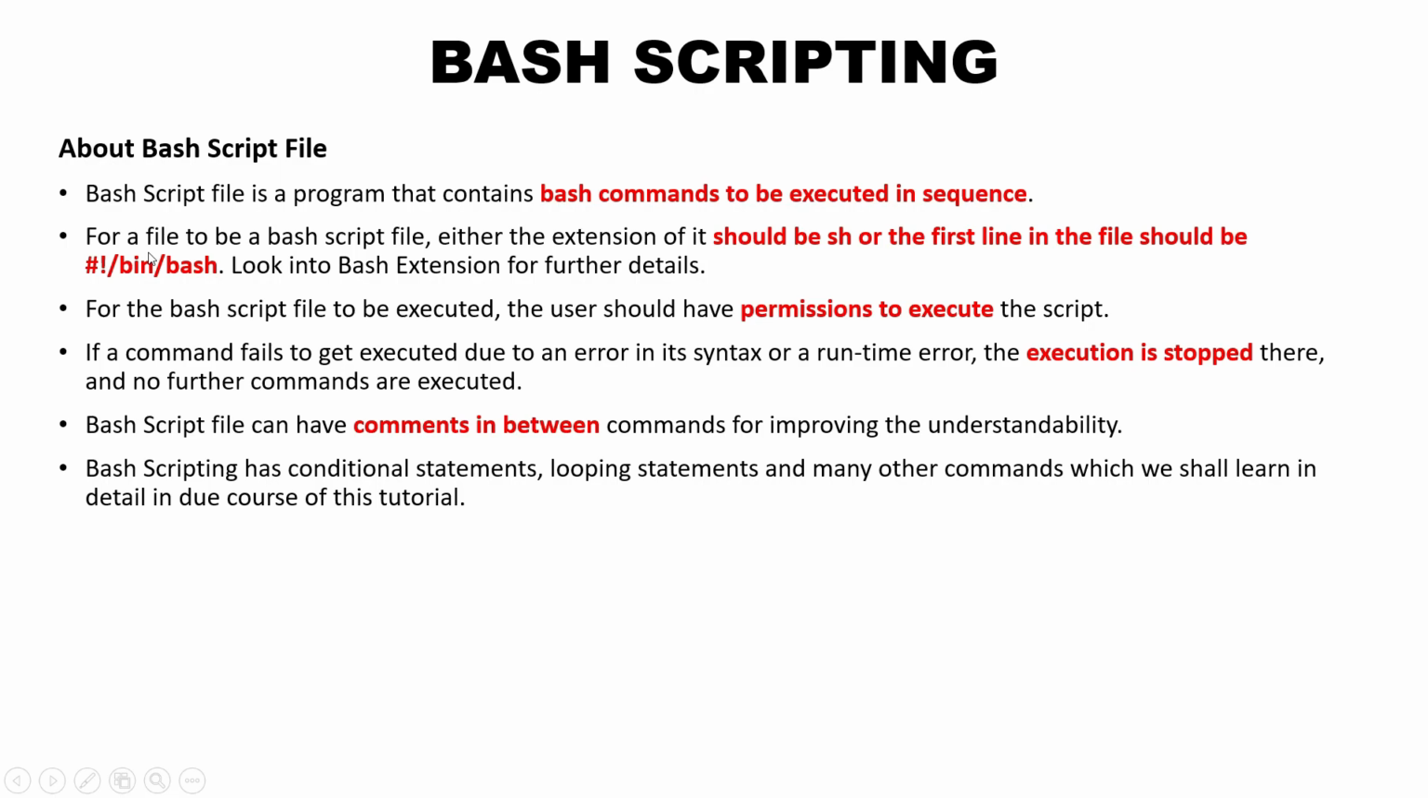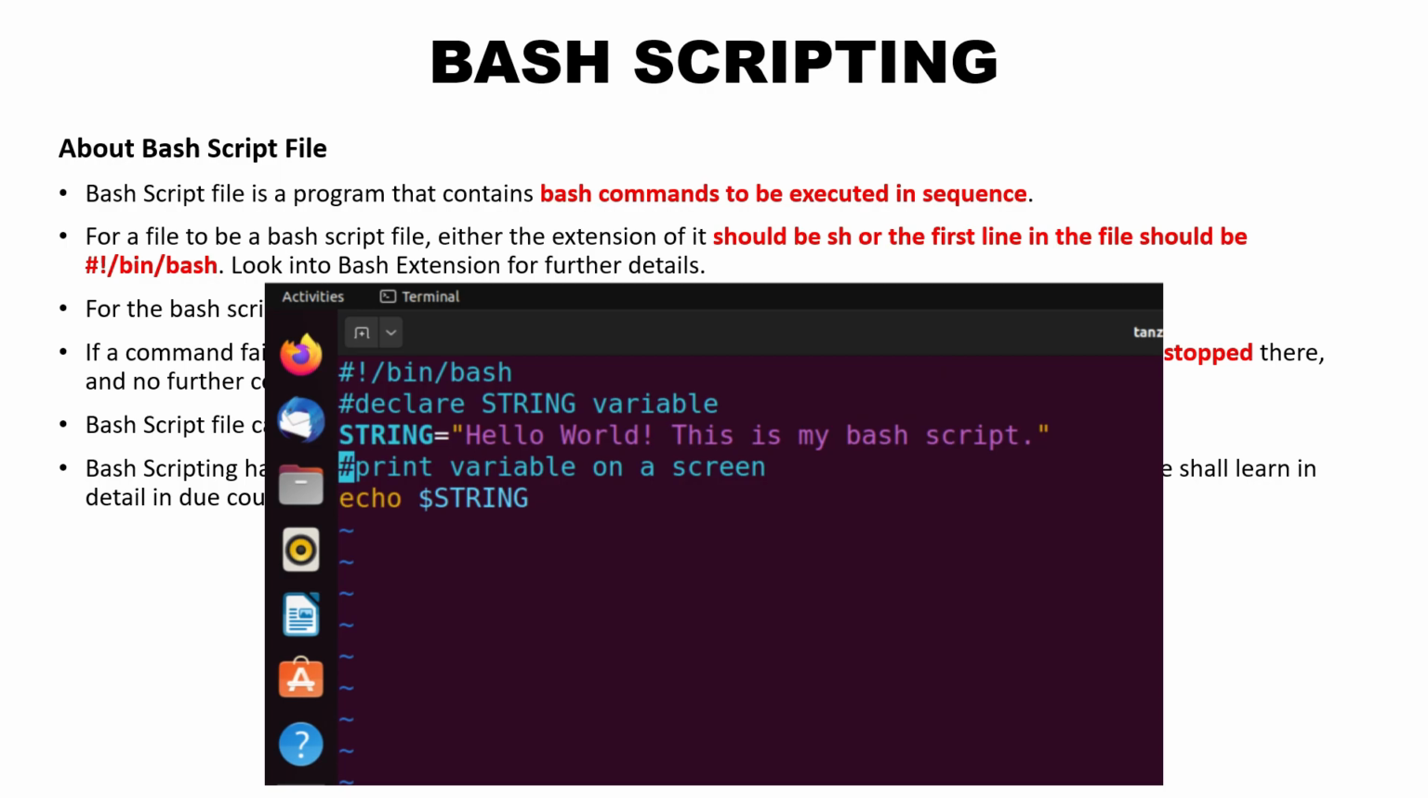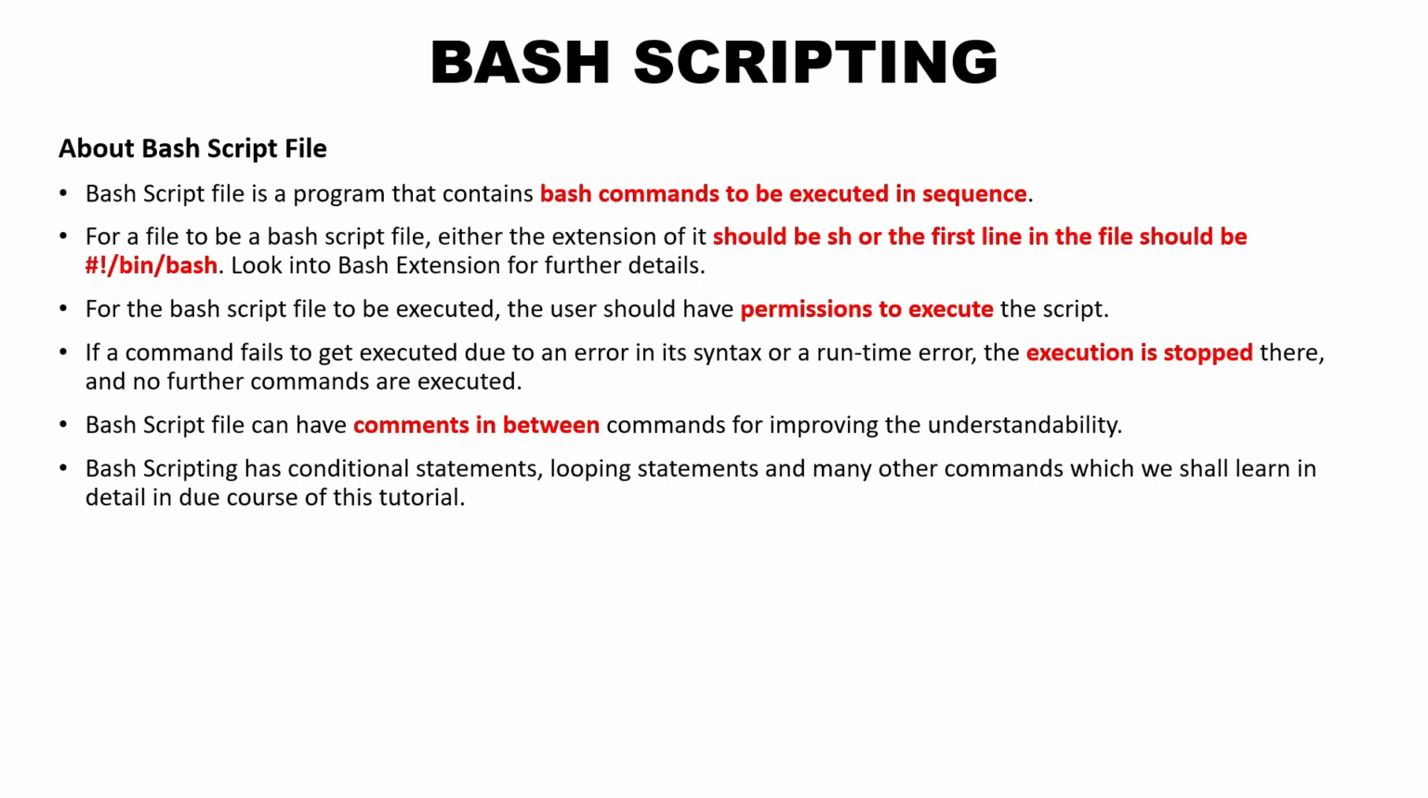Now for a bash file, either the extension should be .sh or the first line in the file should be #!/bin/bash. This first line is called a shebang. So the shebang is a character sequence consisting of the hash symbol followed by an exclamation mark at the beginning of a script, and the shebang denotes an interpreter to execute the script lines, and it is known as the path directive for the execution of different kinds of scripts like bash, python, etc.